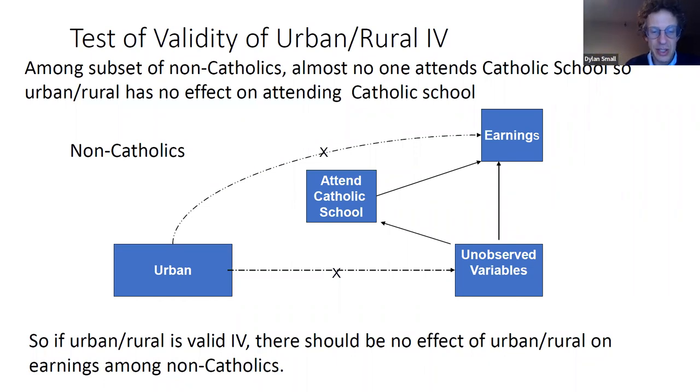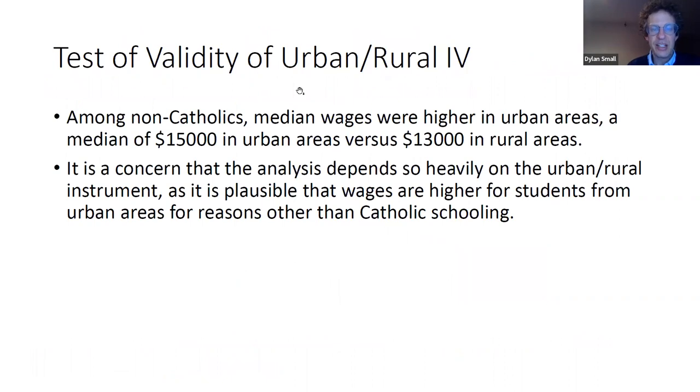So if there was an urban-rural difference, it would suggest that urban-rural is actually related to unmeasured variables and earnings. So we can test that. Among non-Catholics, the median wages were higher in urban areas: a median of 15,000 in urban areas versus 13,000 in rural areas. Now this money is a lot less because this was the 70s, not today.